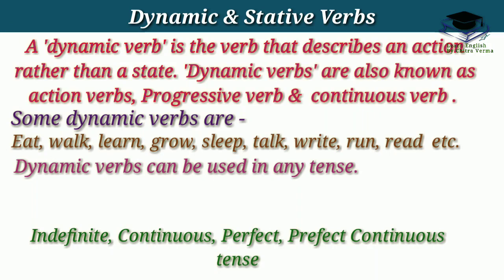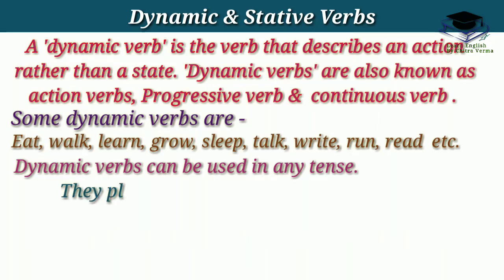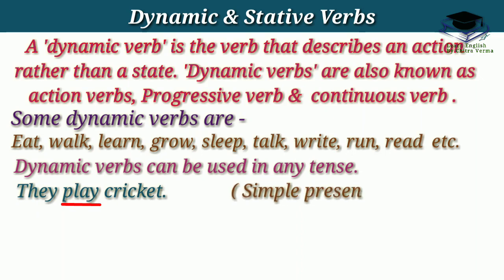Now let us focus on some examples. They play cricket. Here, they is the subject of the sentence, subject of the verb. Play is a verb here. Cricket is an object here. This sentence is in simple present tense. The verb play is expressing an action, a physical activity. So it is a dynamic verb and it can be used in any tense.